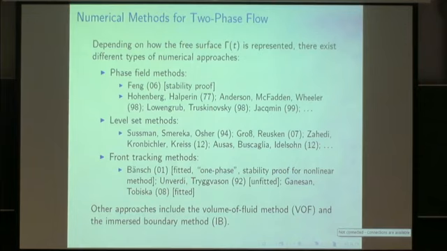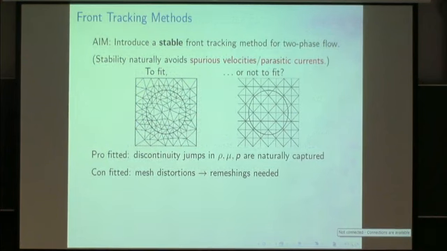So these three methods are general for any kind of interface evolution problem, in particular for when you have a flow problem. Also, the volume of fluid method is quite popular, where you try to approximate the characteristic function of the interface and evolve that in time. So the aim of my talk is going to be to look at front tracking methods. I want to derive stable front tracking methods for two-phase flow.